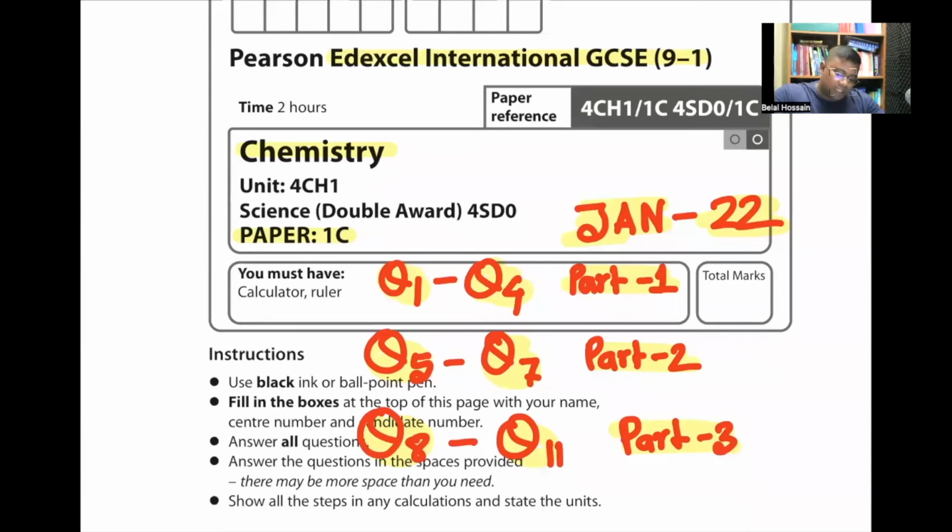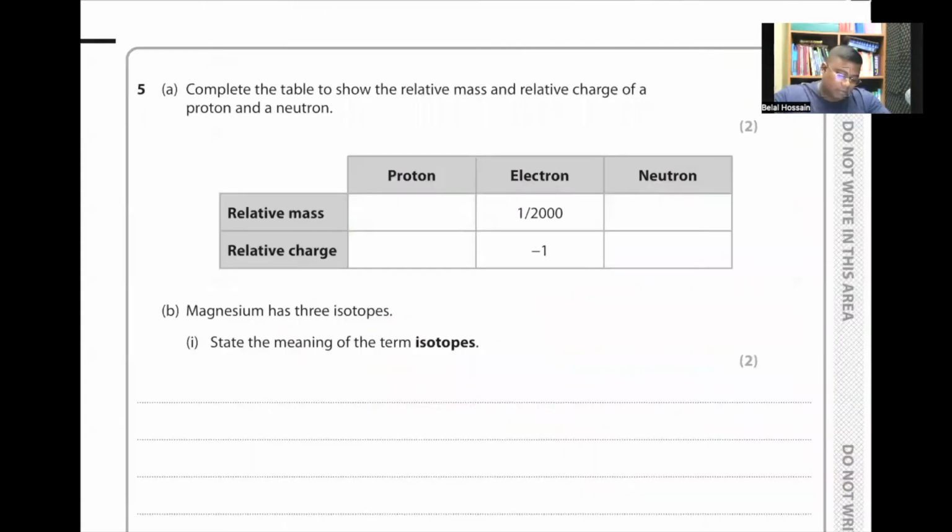Today we are solving EDEXCEL International IGCSE 921, Chemistry Paper 1C, Jan 2022, question number 5 to question number 7 in our part 2 video. So let's jump in. Question number 5.